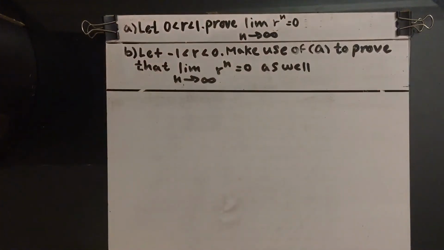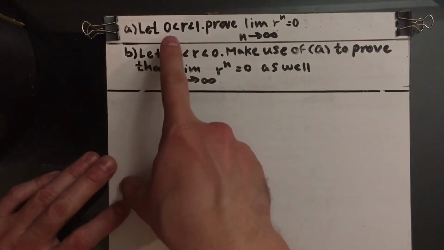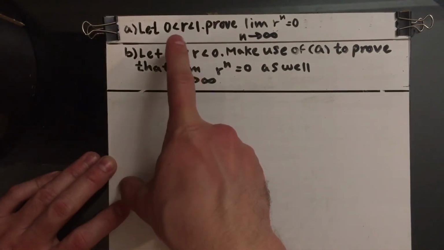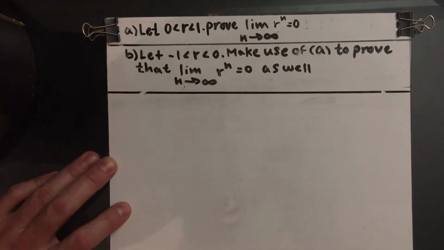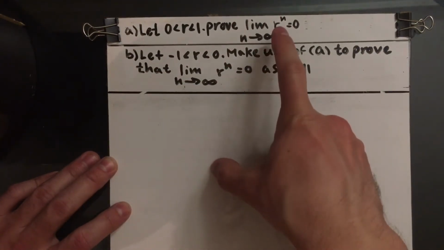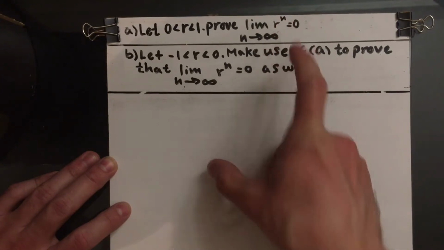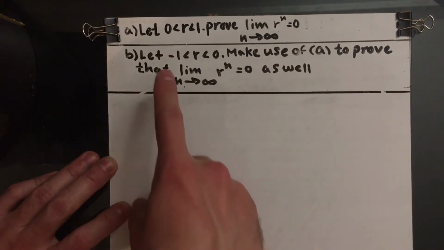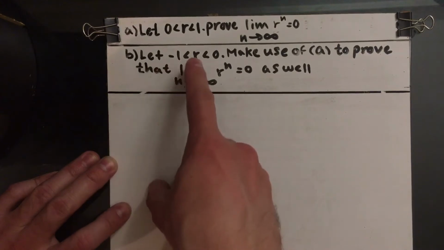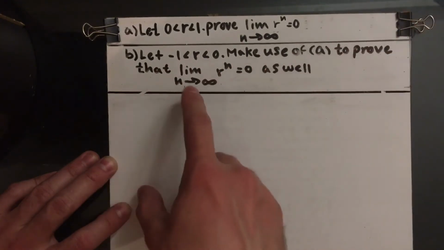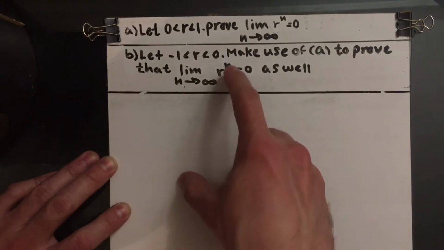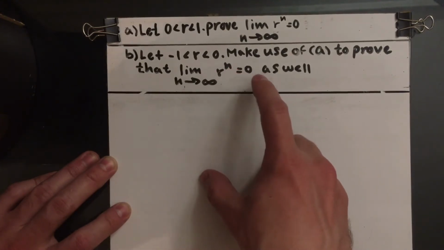Hey everyone, in this video I will show the strategy that one can use to prove the following two statements. Let r be in the open interval between 0 and 1. We want to prove the limit as n approaches infinity of r raised to the n is equal to 0. And the next item we want to prove is, if we let r be in the open interval between -1 and 0, we want to make use of a to prove that the limit as n approaches infinity of r raised to the n is equal to 0 as well.